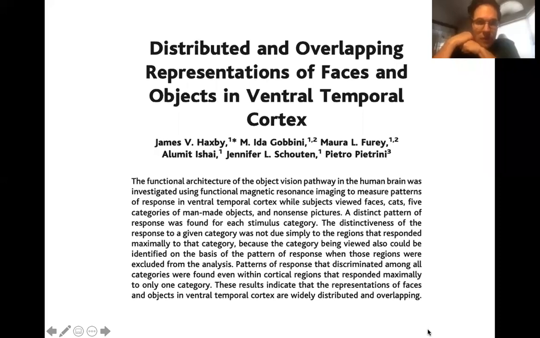The paper that we're going to talk about is this one, Distributed and Overlapping Representations of Faces and Objects in Ventral Temporal Cortex. So ventral temporal cortex, that's the part of the brain that we were discussing earlier. That is sort of where the visual attention network is. And this study kind of showed a really interesting way to think about the brain that people hadn't really considered much before.